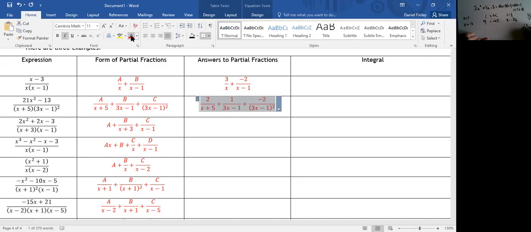My first term up here would just be a 2. x squared times 2 gives 2x squared. So a should be 2.